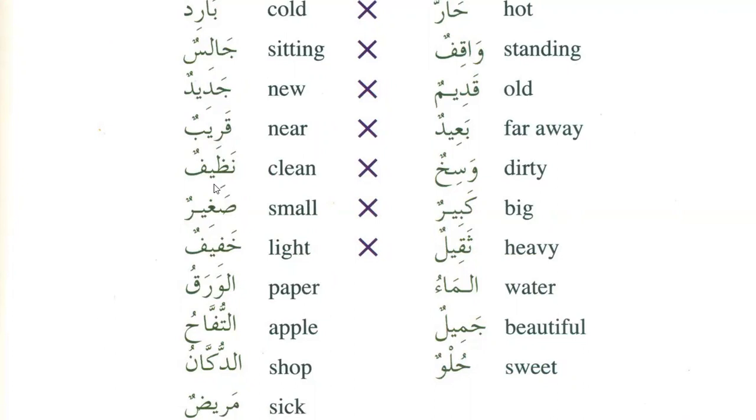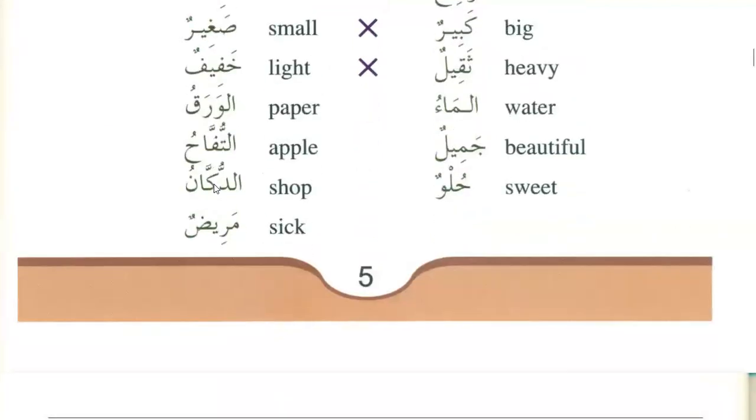Kabir is big. Saghir is small. Thaqil is heavy. Khafif is light. Al-ma' is water. Waraq is paper. Jamil is beautiful. At-tuffah is apple. Hulw is sweet. Ad-dukkan is shop and marid is sick.